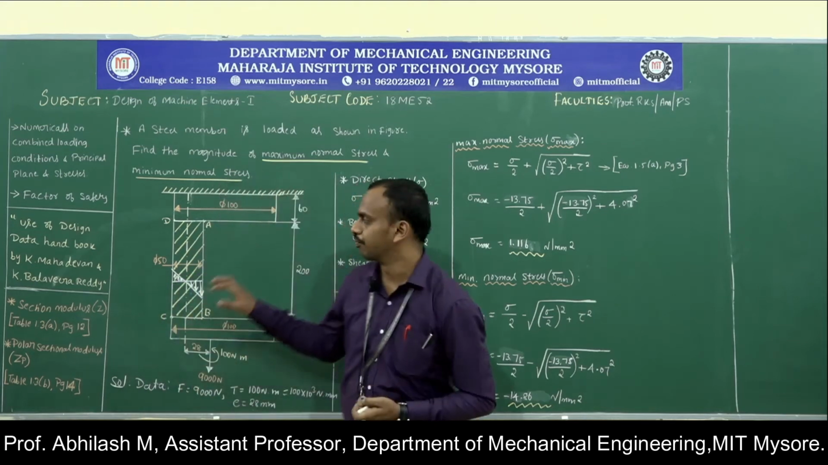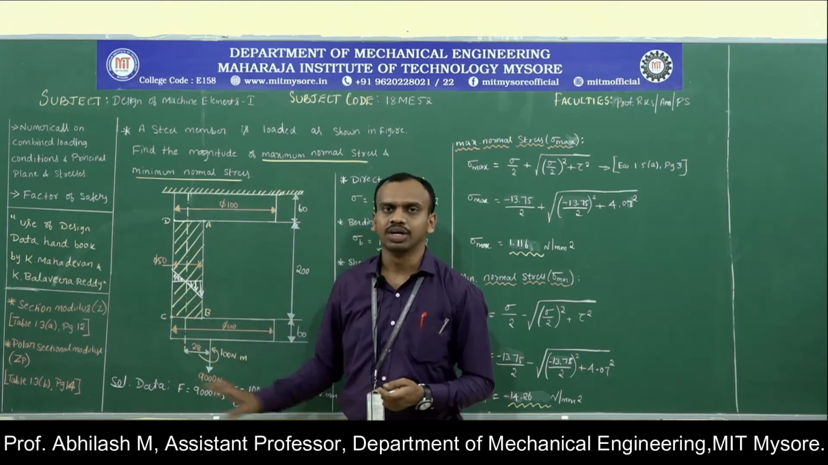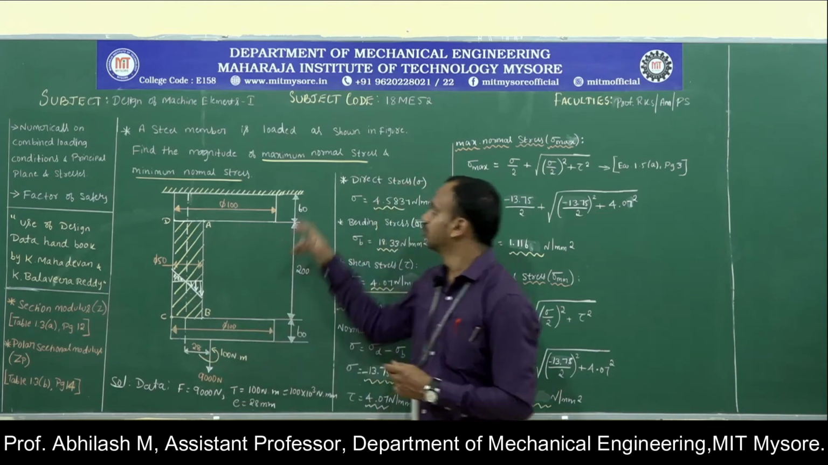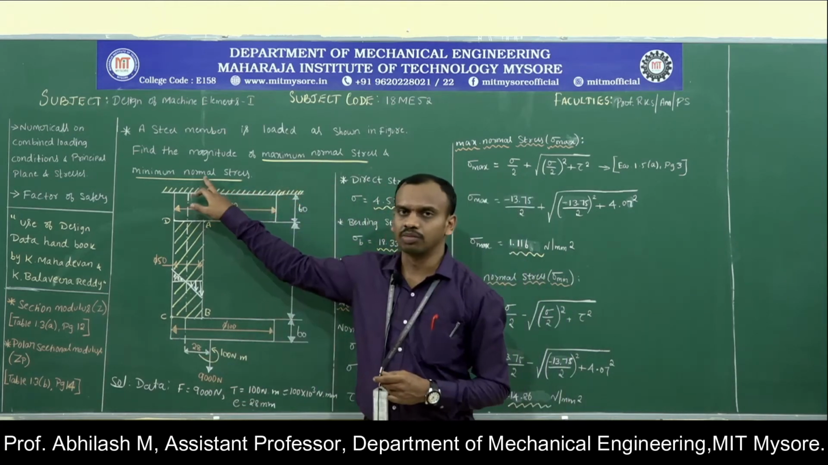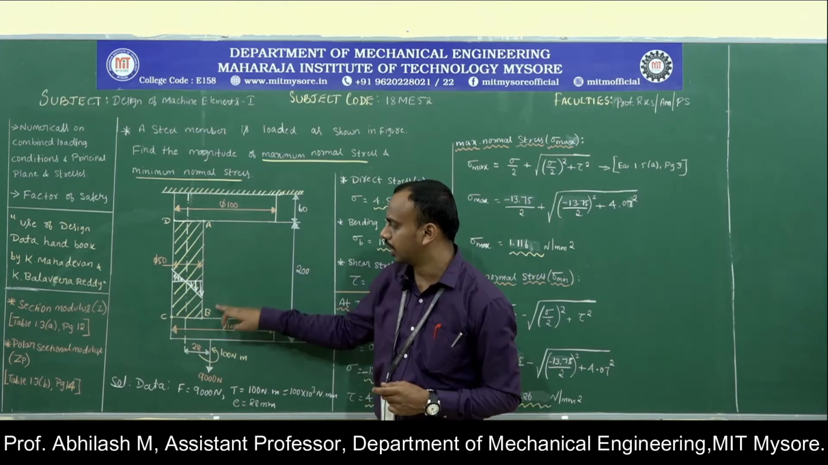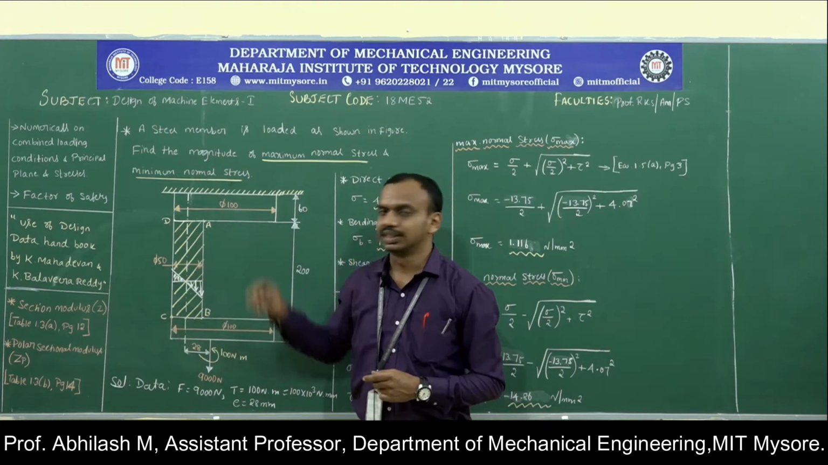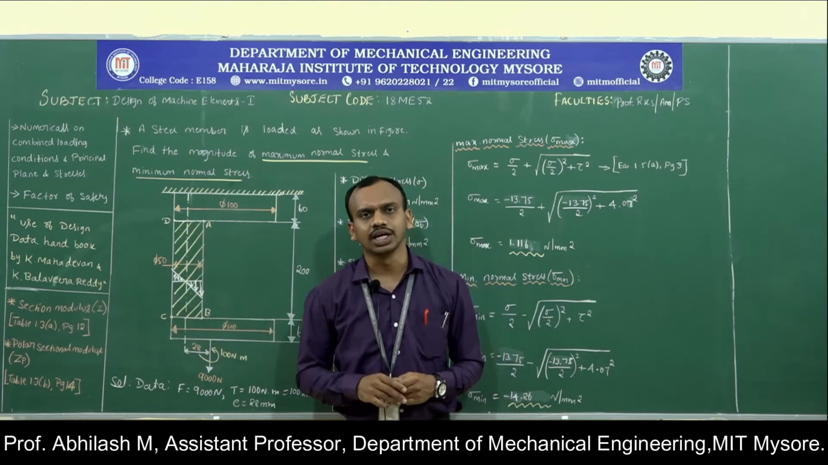So in this problem, we have identified the maximum normal stress and the minimum normal stress acting at the portion AB and at the portion CD. So we will begin with the next problem.